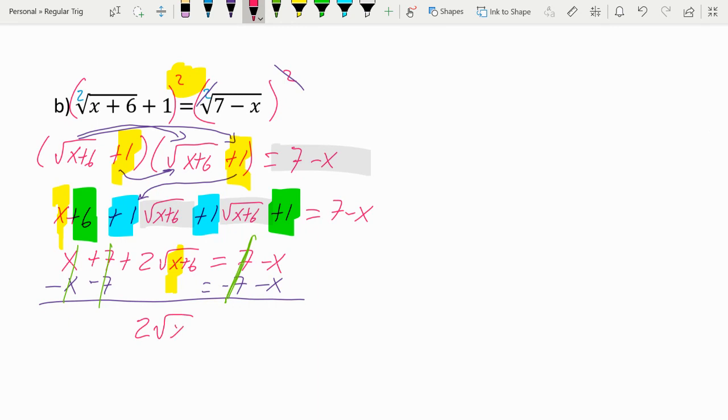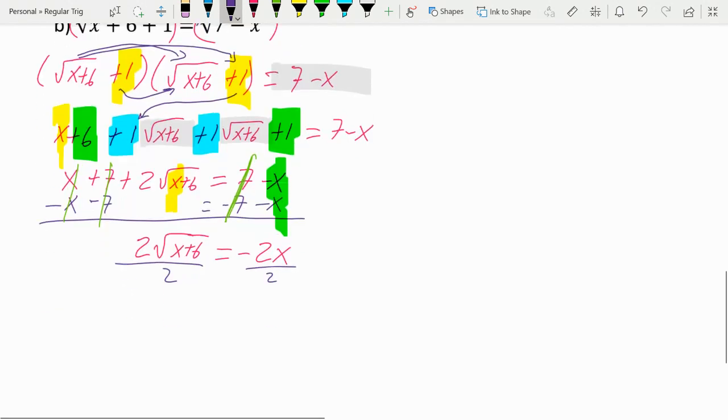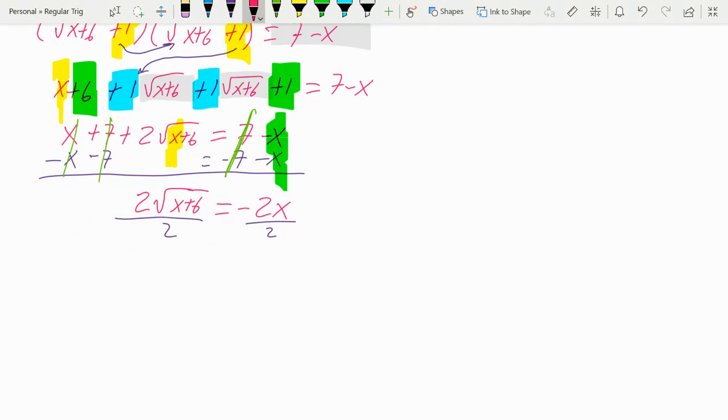I have 2 times the square root of x plus 6 is equal to these like terms, negative x and a negative x. Don't make the mistake and put 0. It's negative 2x. Now what do I do? I have to get rid of that 2 there. How do I get rid of that 2? I'm going to divide both sides by 2. So I'm left with the square root of x plus 6 is equal to negative x.